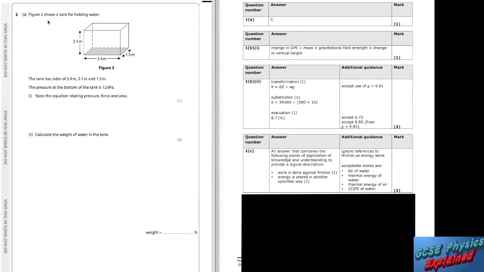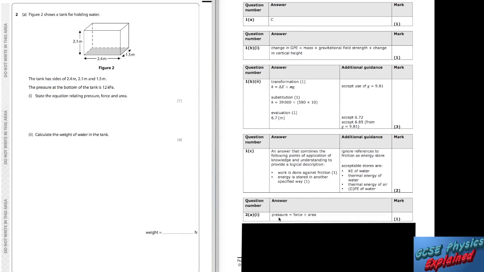Question 2. Figure 2 shows a tank for holding water. The tank has sides 2.4 metres, 2.1 metres and 1.5 metres. The pressure at the bottom of the tank is 12 kilopascals, so that's 12,000 pascals. State the equation relating pressure, force and area. So pressure equals force divided by area.